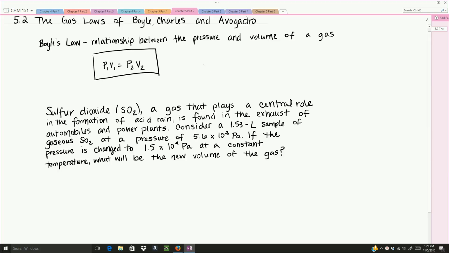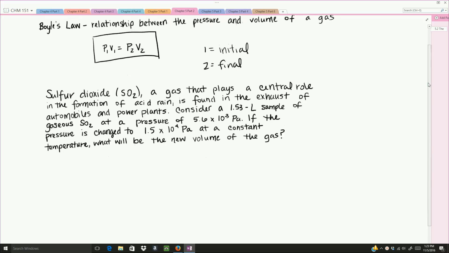The subscripts 1 and 2 just represent the initial and final state of the gas. So as long as you have the volume and pressure of a starting point and an ending point, then you can find whichever variable you're missing.